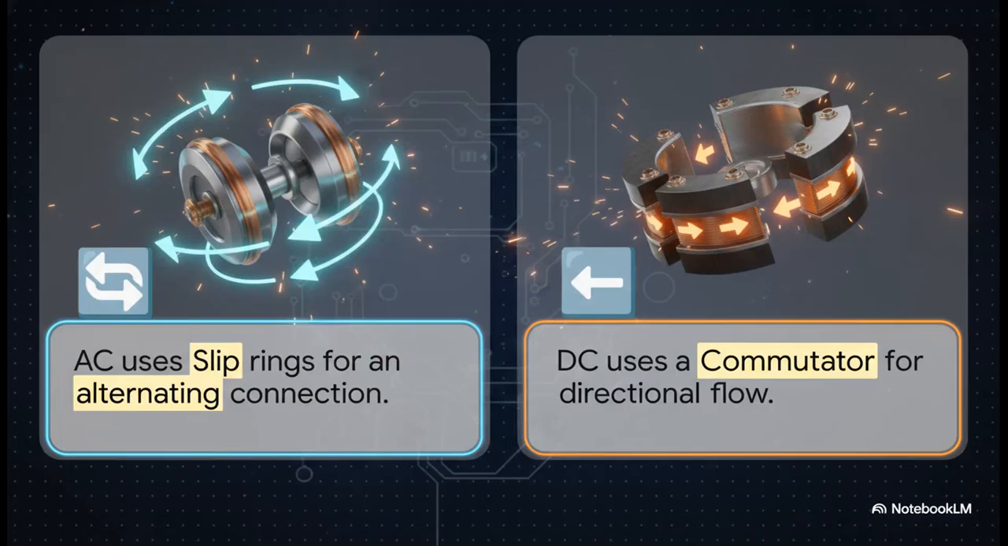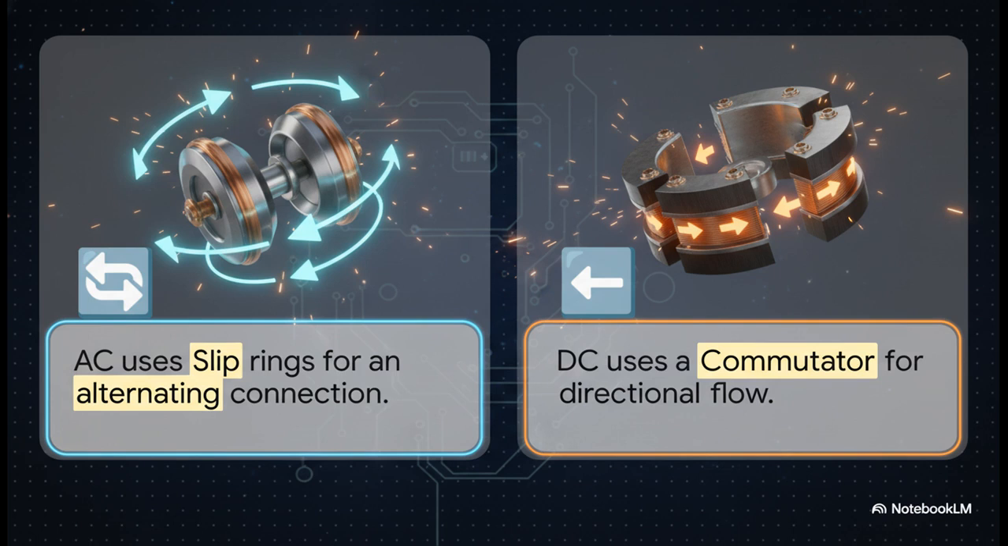Now, there's a really subtle mechanical trick here that completely changes the type of electricity you get. An AC generator uses those unbroken slip rings we just mentioned. Because the coil is spinning, the side of the wire closest to the North Pole is constantly swapping places with the side closest to the South Pole. That naturally creates a current that alternates its direction.